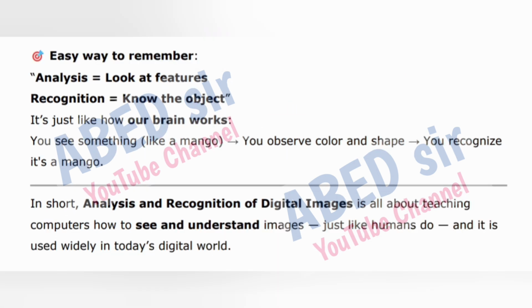Easy way to remember: analysis is equal to look at features. Recognition is equal to know the object. It's just like how our brain works. You see something, like a mango, you observe color and shape, you recognize it's a mango.